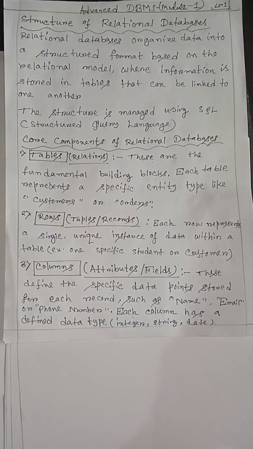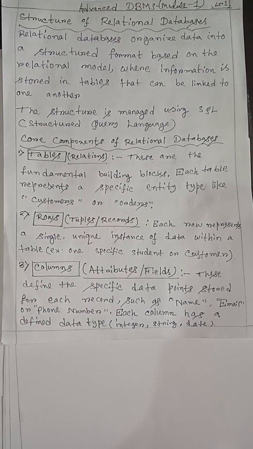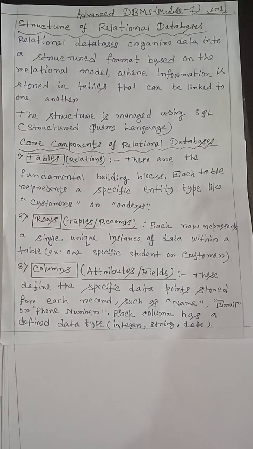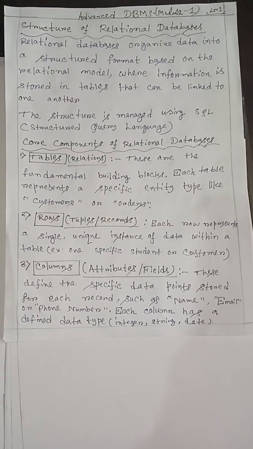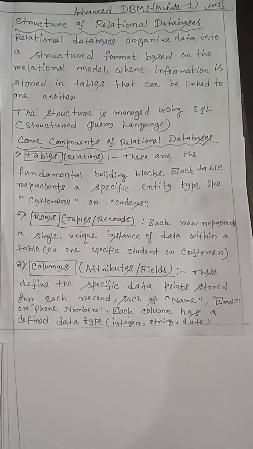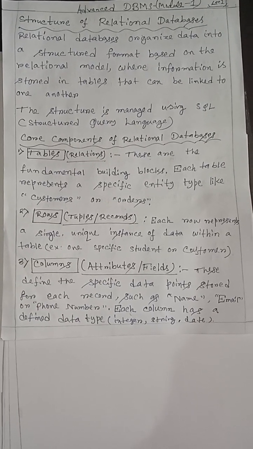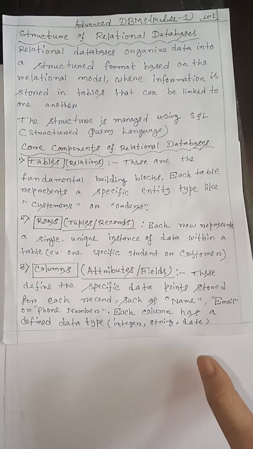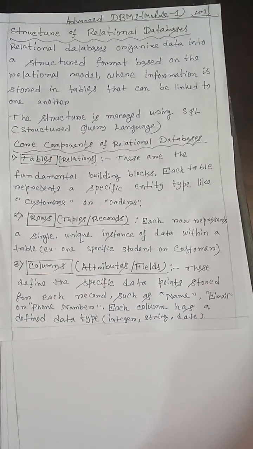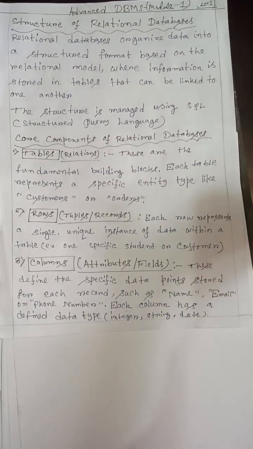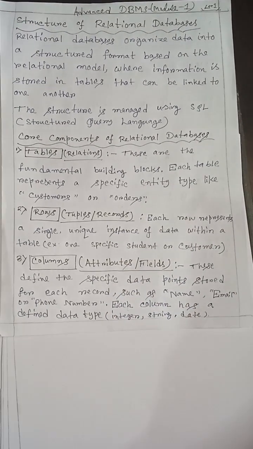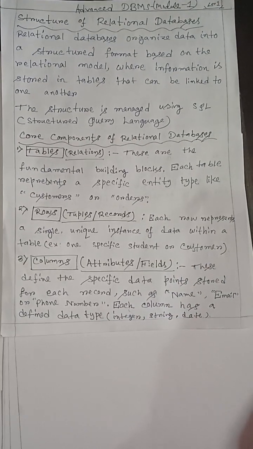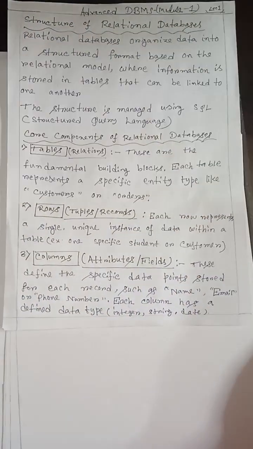Relational databases organize data into a structured format based on the relational model, where information is stored in tables that can be linked to one another. So in simple terms, the data of the database is stored in a table-like format where information is linked to one another. This structure is managed using SQL, or Structured Query Language.